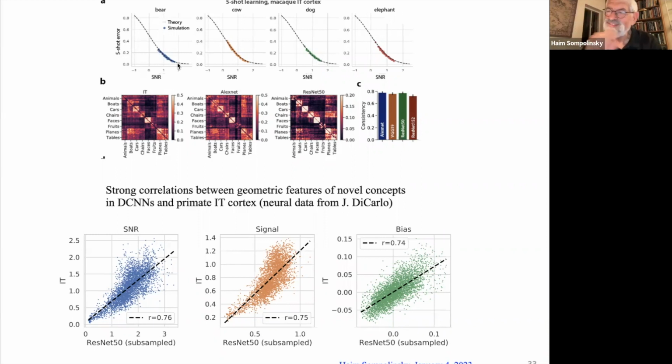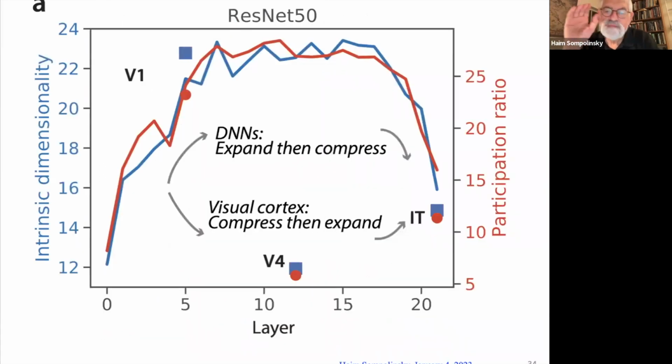Again, first of all, the SNR geometric theory fits very nicely to the performance of the neural representation in IT cortex for this task, and there is also a high correlation in the geometry, the SNR, signal and bias and so on, between the artificial neural networks' feature layer and IT cortex. However, dimension surprisingly is very different. Here is the trajectory of the dimension in the artificial neural networks, and here it is in the neural space, in the real neurons.